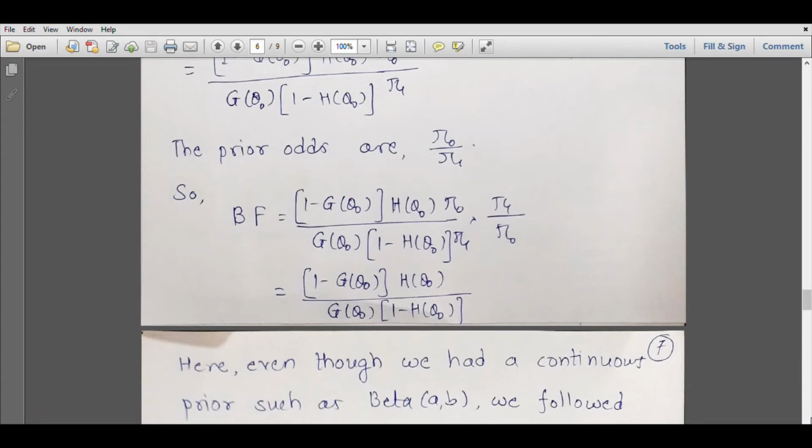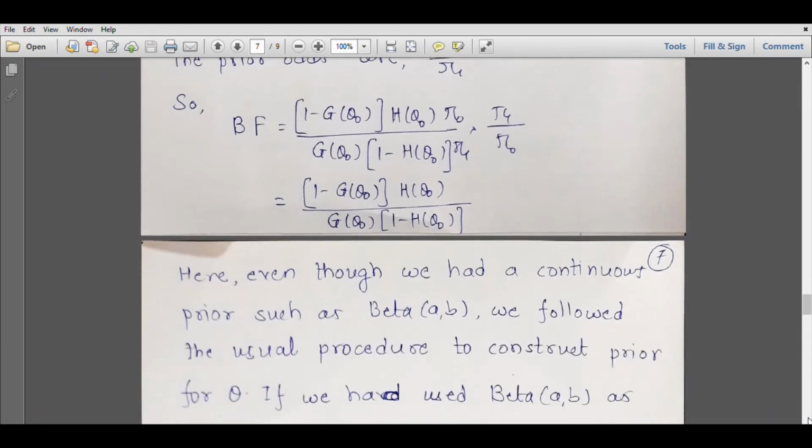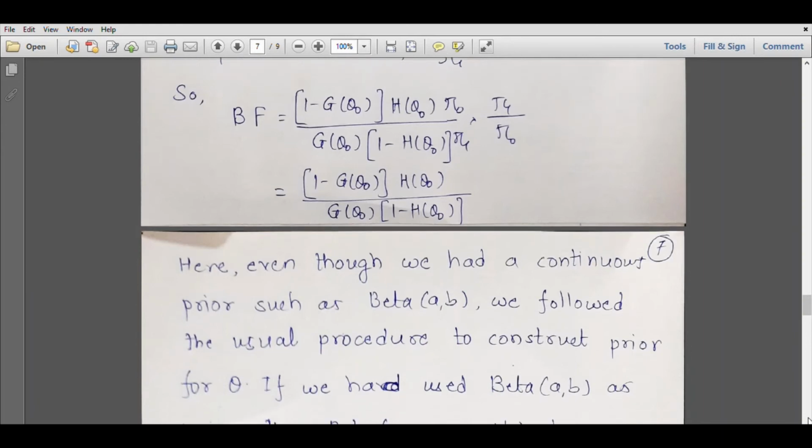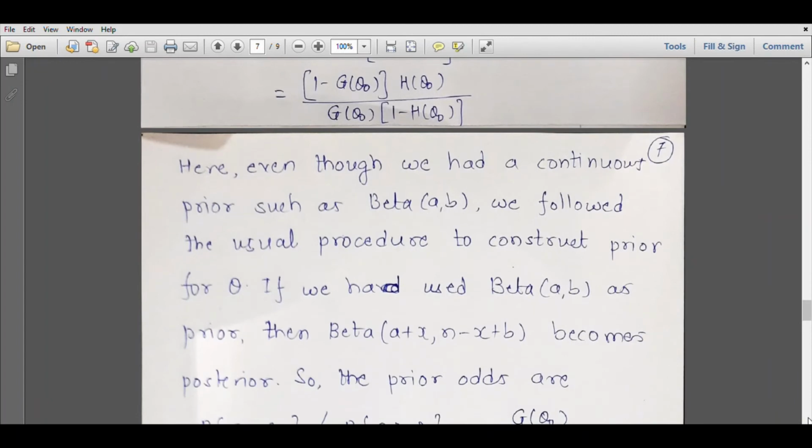Okay, now here we have taken a really long route, in the sense that even though we had a continuous prior, such as a beta(a, b) prior, we have followed the procedure and constructed separate priors which are well defined on script theta naught and script theta 1. So what would have happened if we had used beta(a, b) as a prior, and then instead of assigning separate prior probabilities to the hypotheses, we used this prior distribution to calculate the prior probabilities of the hypotheses? Let us see what the Bayes factor will be if we follow this procedure.